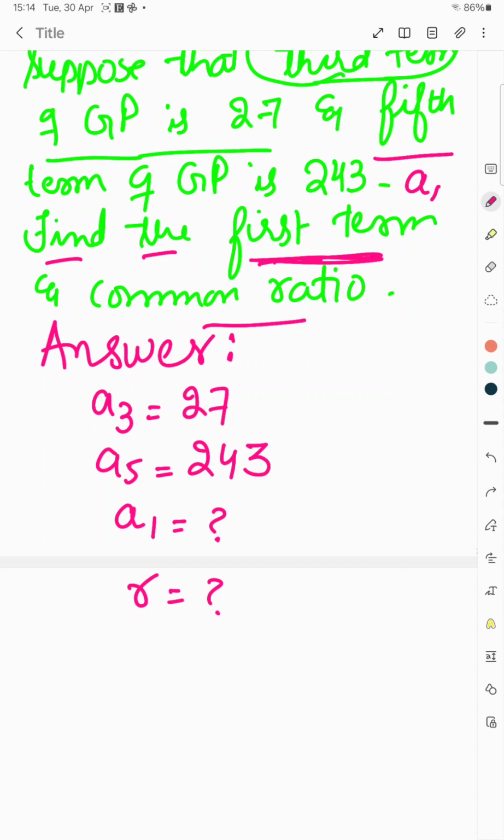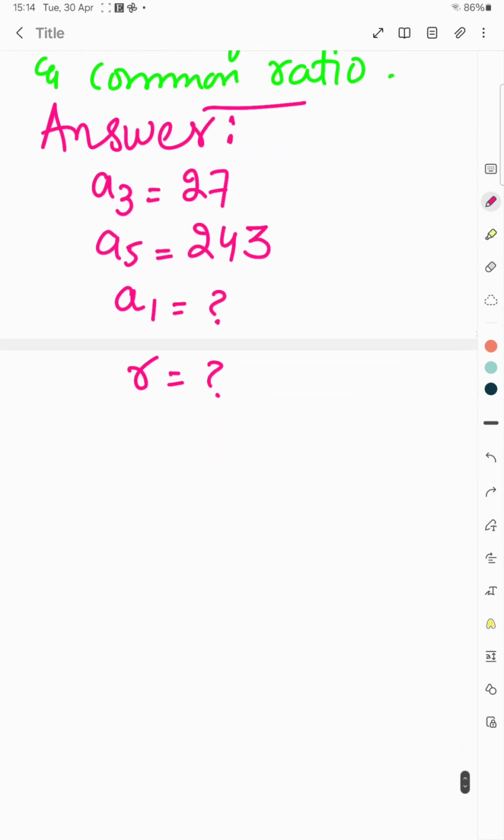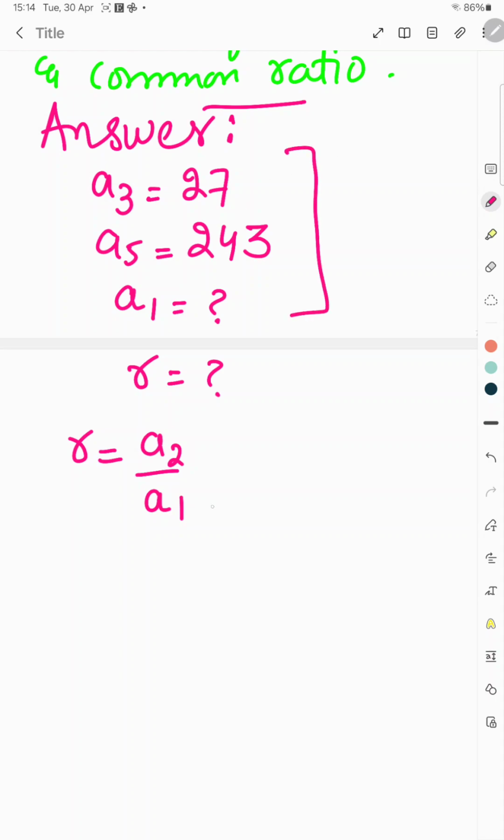So here, as the two terms are given, but I have to find first the ratio, and you just know the formula of ratio, which is r is equal to a2 divided by a1. But here in the given question, not the a1 value is given and not the a2 value is given.